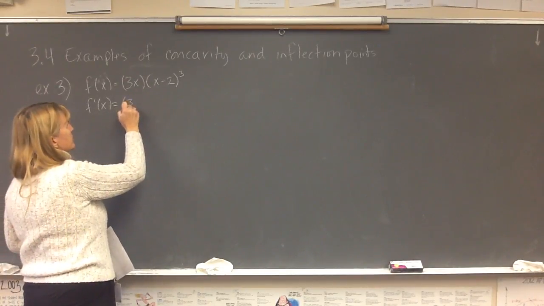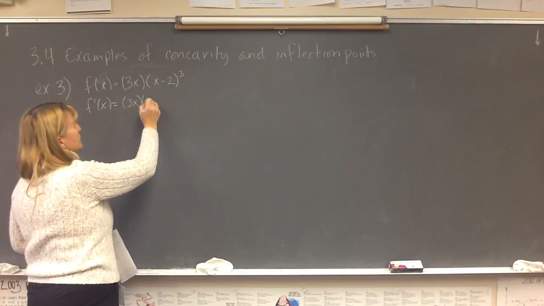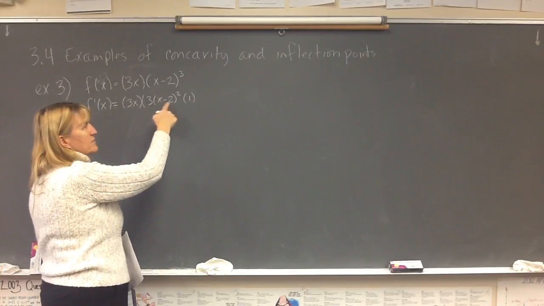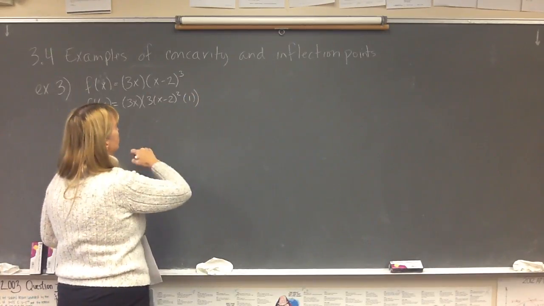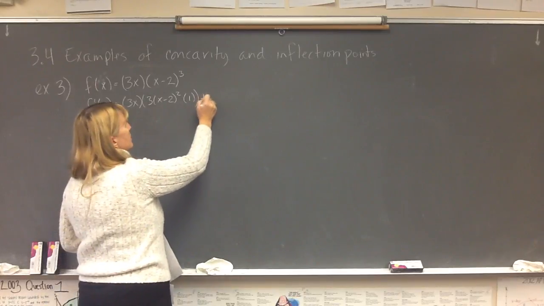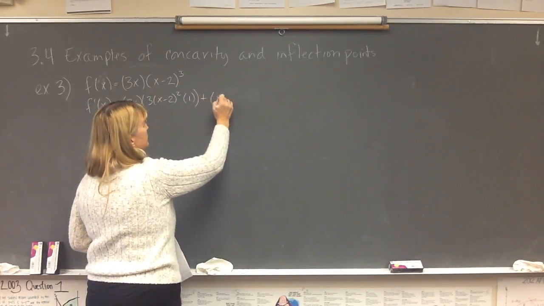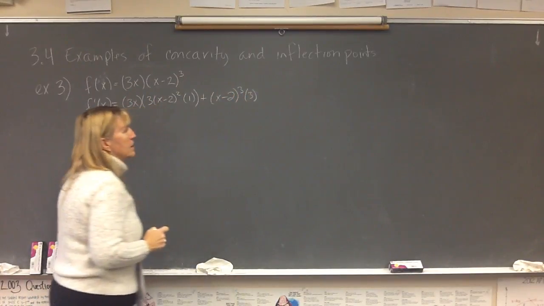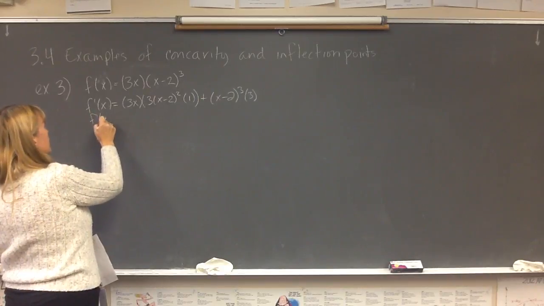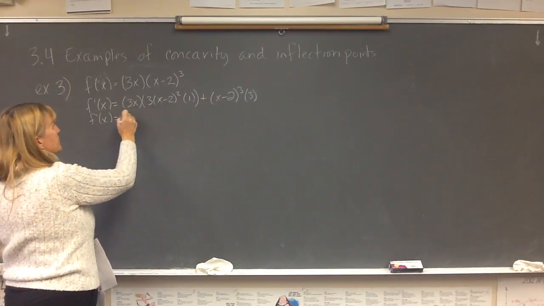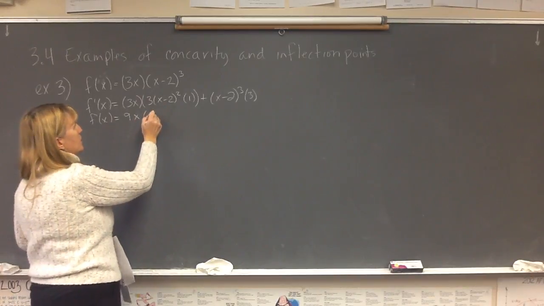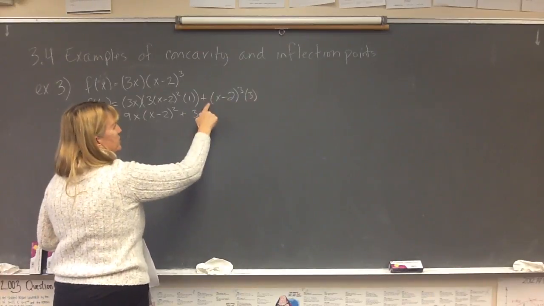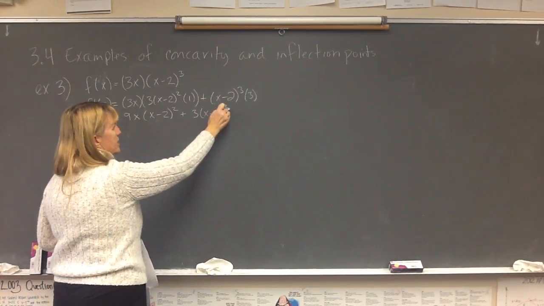I'm looking at the first times the derivative of the second, which would be 3 times x minus 2 quantity squared times 1, which is the derivative of the x minus 2, plus the second, which is x minus 2 quantity cubed, times the derivative of the first, which is just 3. And I'm going to make this a little bit neater here. I'm going to take my 3 times 3 and bring 9x to the outside, multiplied by x minus 2 quantity squared. I'm going to bring my 3 to the outside, x minus 2 quantity cubed.